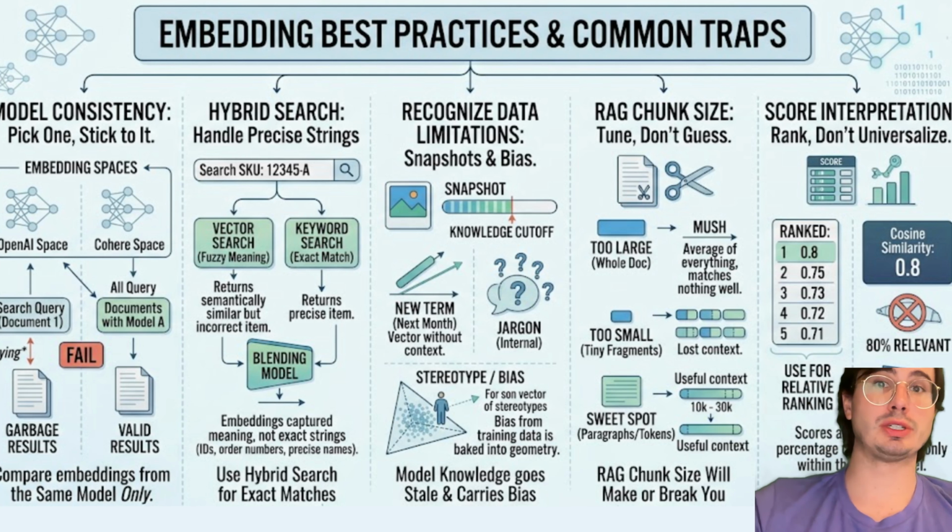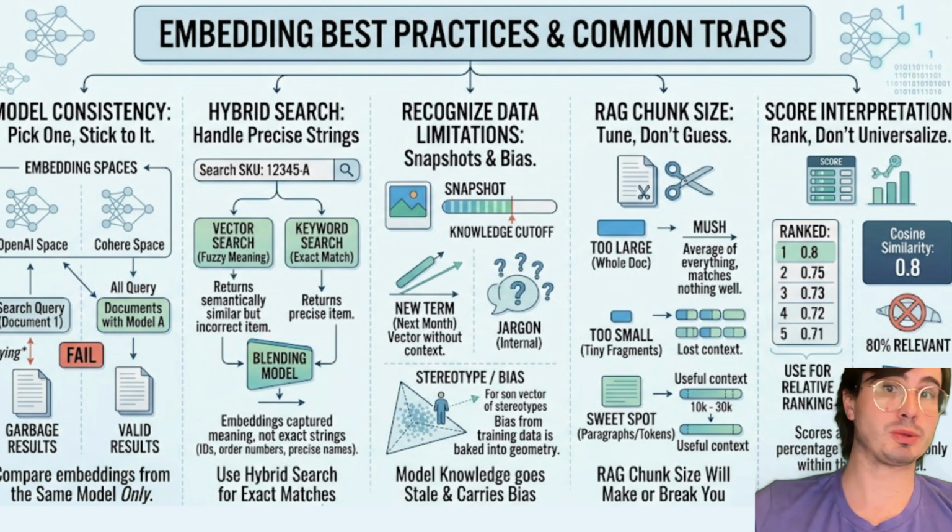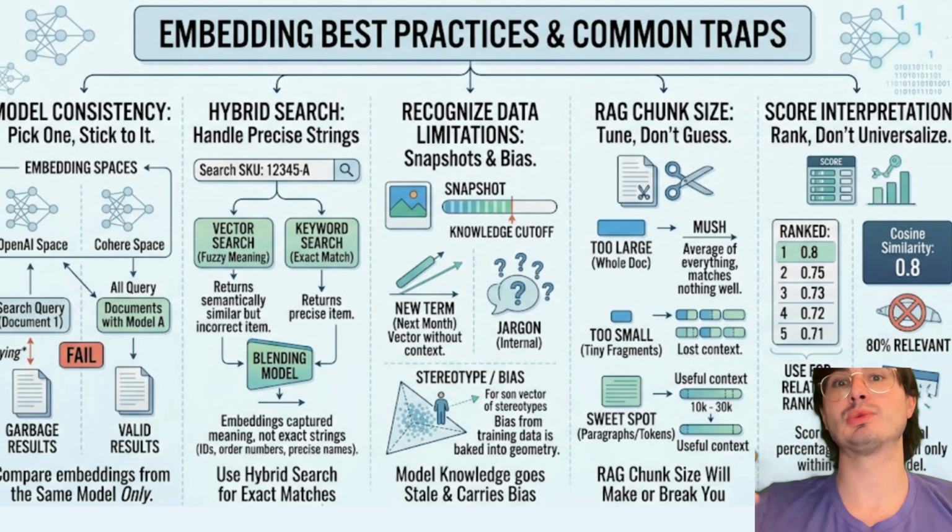And then a similar one to close: don't trust the raw score as a percentage. A cosine similarity of 0.8 is not 80% relevant. Scores are only meaningful relative to each other within the same model, so use them to rank, not to set some magic universal cutoff that you read about in a blog post. That's just not what they're there for.